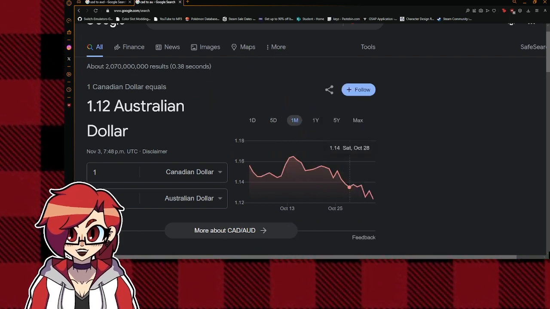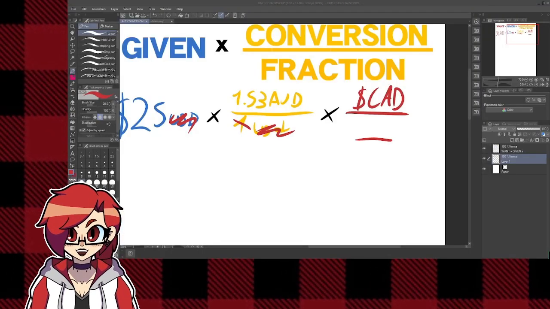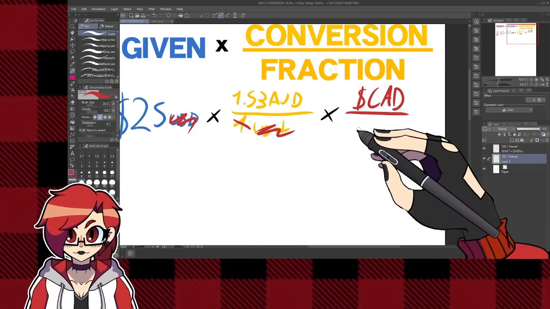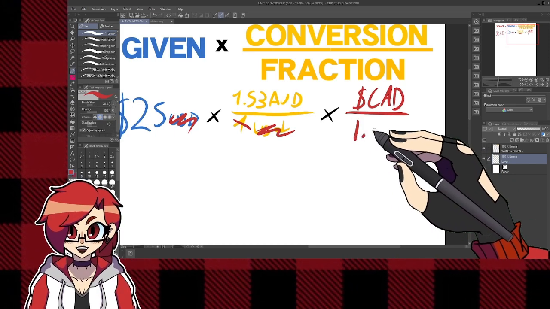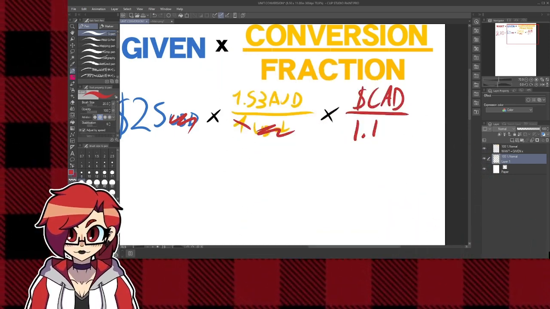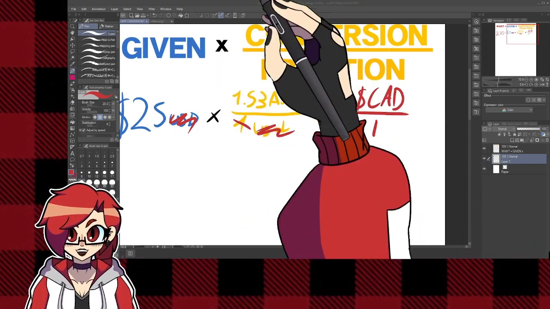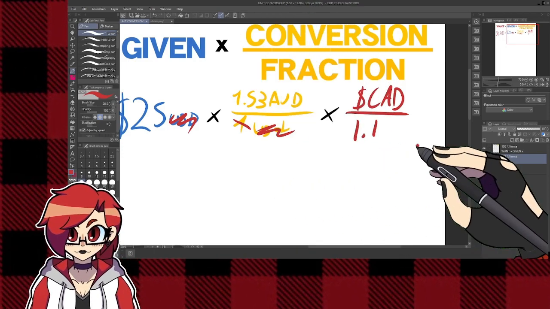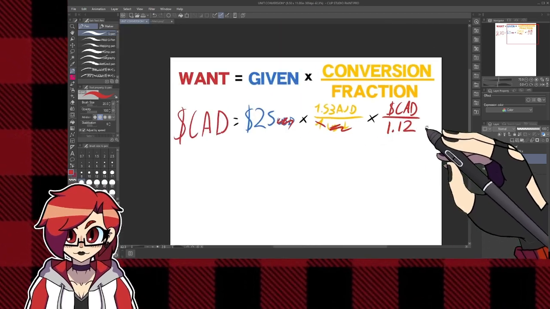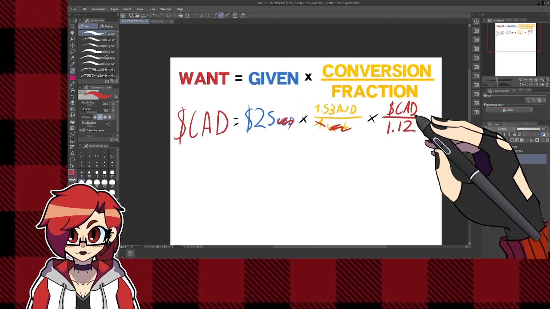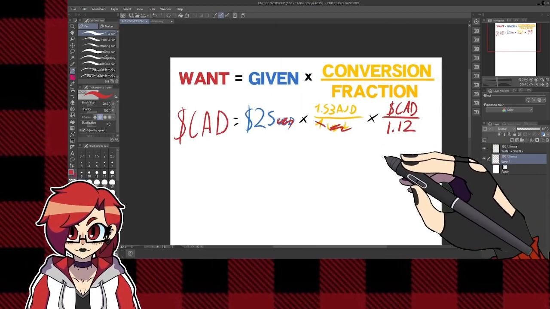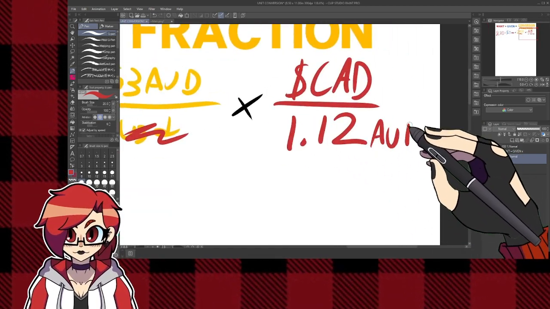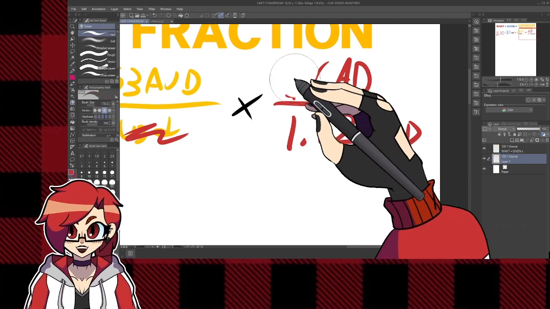Meaning that if we go back over to our equation, we should put 1.1. Sorry, I'm terrible at remembering things. 1.12 right here, because that is AUD for every 1 CAD.